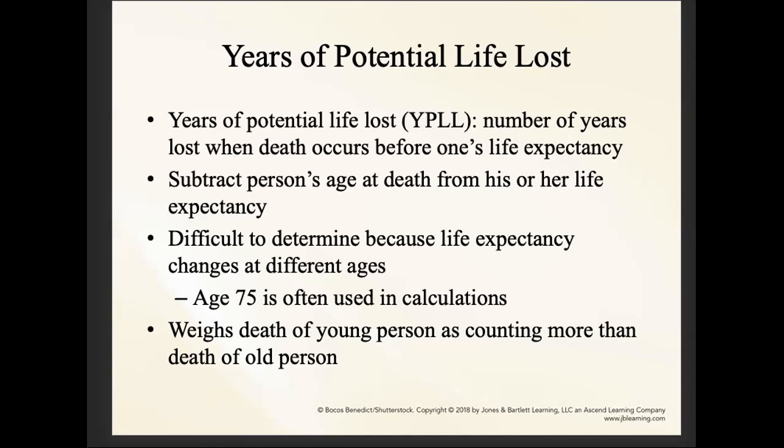The important thing to understand of YPLL is that it weighs the death of a young person as counting more than the death of an old person. Essentially, if you die at 30 and your life expectancy was 80, that's 50 years of life lost, versus if you die at 75 and you were expected to live till 80, that's 5 years of potential life lost.